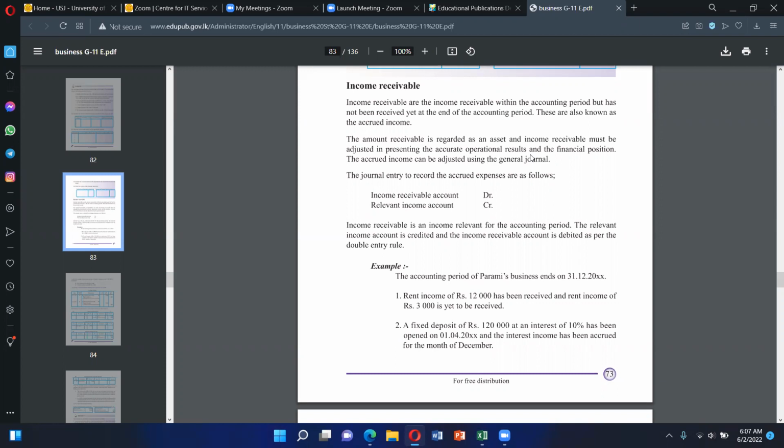The double entry is debit income receivable and credit the relevant income account.